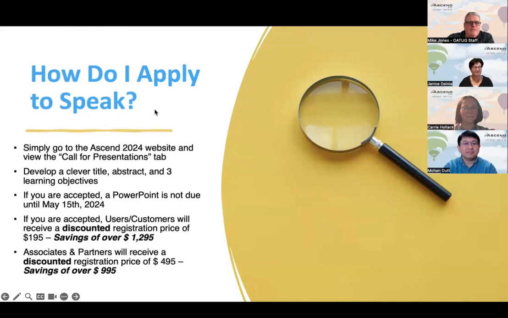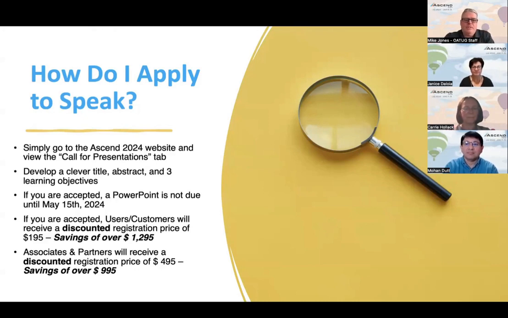Okay, how do I apply to speak? Quickly and simply, go to the Ascend 24 website. There's a call for presentations tab. It's pretty simple. You're going to develop a title and abstract and 3 learning objectives, really quick and easy. If you're accepted, the PowerPoint is not due until May 15th, so you don't have to do a huge, long presentation. You're just going to do a title, abstract, and submit learning objectives. That's all you really need to do to submit.